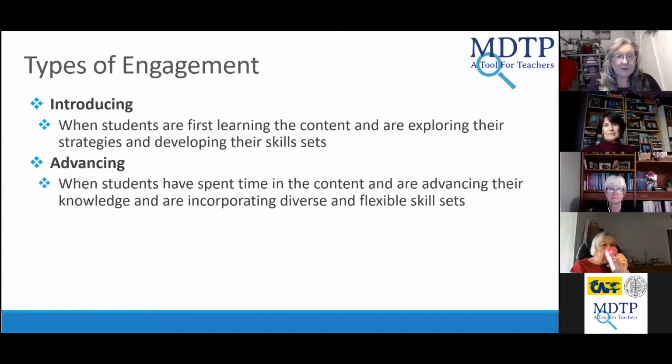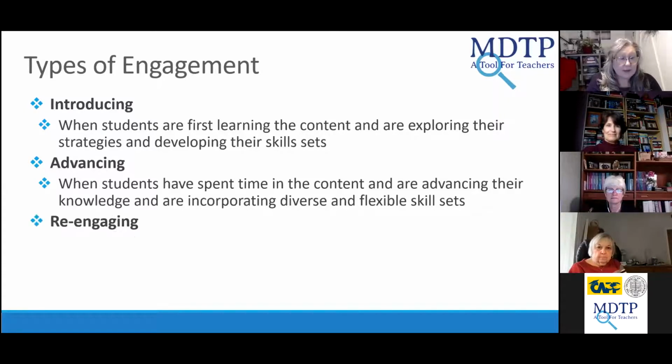And that is when students have spent some time in the content and are advancing their knowledge and are incorporating diverse and flexible skill sets. This is really when you want students to begin that solidifying process of their knowledge and bring that rigor up so that they have both the conceptual and the procedural skills, maybe even using an application problem of some sort.